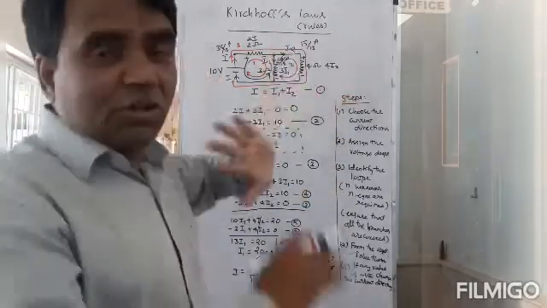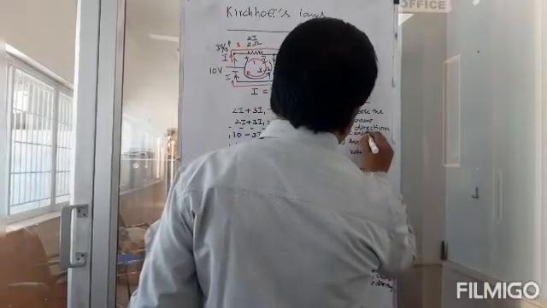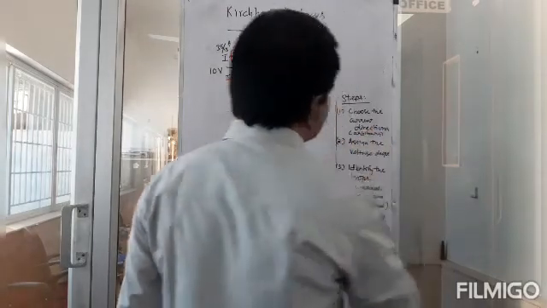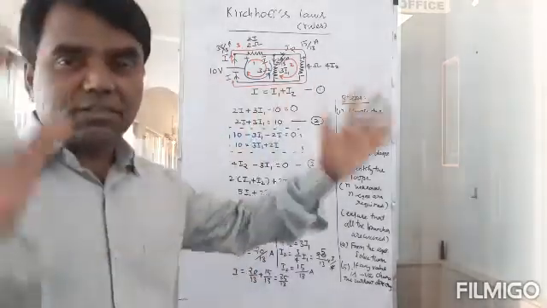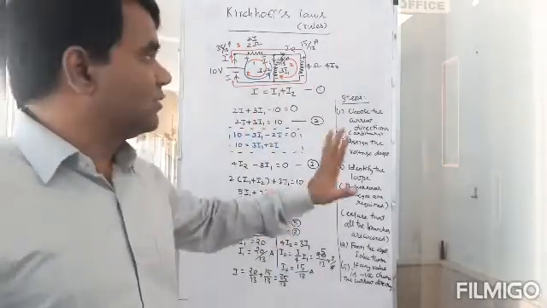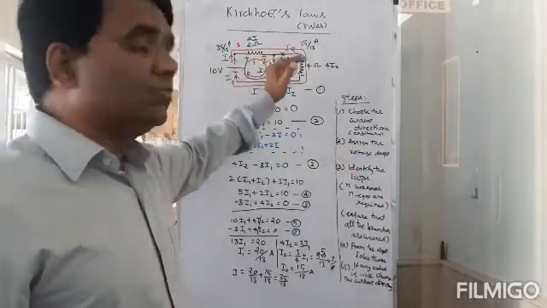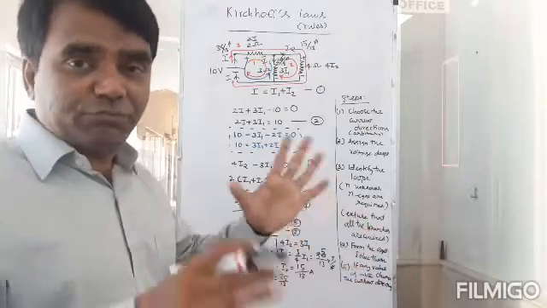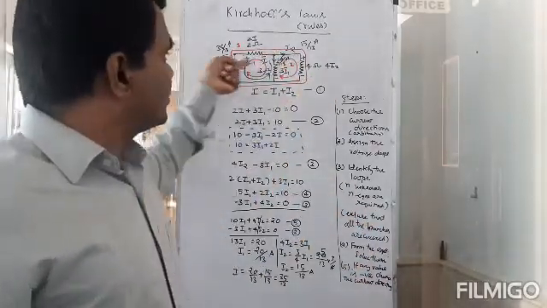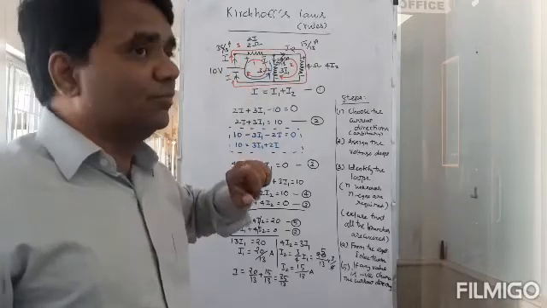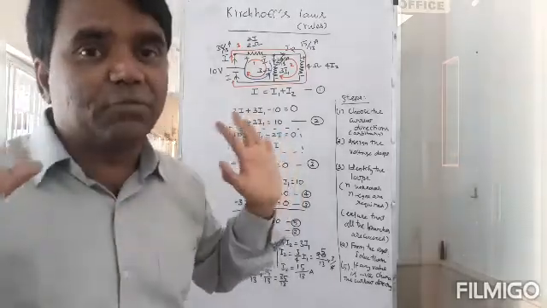Choose the current directions arbitrarily. This is arbitrary. You can choose directions as per your whims and fancies. Second, assign the voltage drops. Once you have chosen the direction, you have no choice on how the voltage will drop. The current flows in this direction, this will be positive, that will be negative. The current flows in that direction, and that will be positive, this will be negative. You have no choice about it.